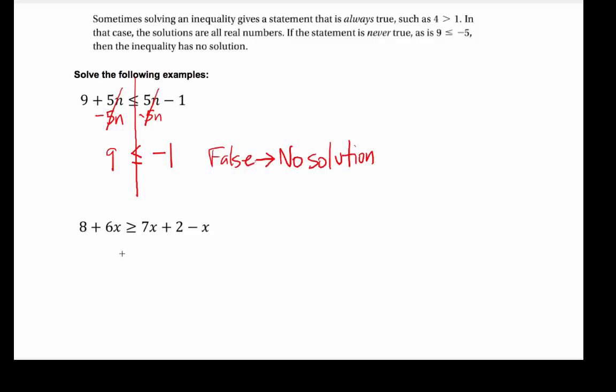Second example, 8 plus 6x, we cannot simplify that at all. 7x plus 2 minus x. So we can combine these two. 7x minus x, that's a 6x. Plus 2.